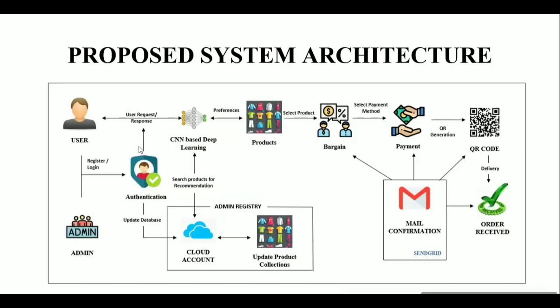Here is the proposed system architecture of the project. This proposed system contains two modules, the user module and the admin module. In the user module, the user can upload the images. We used a deep learning technique, in which we used the Euclidean algorithm to search for the relevant products. When the relevant product is obtained, the customer can proceed with the bargaining procedure. While bargaining, if the requirement is met, he can proceed with the payment. After payment, he receives the QR code. This QR code is used to reconfirm the product during delivery.